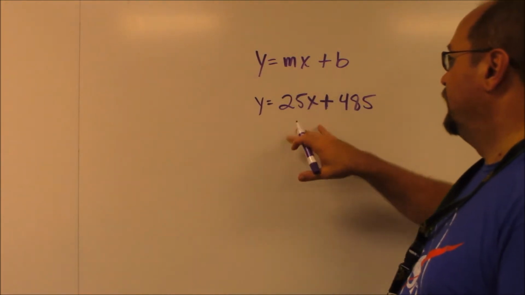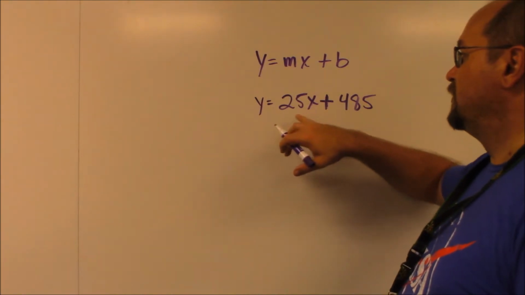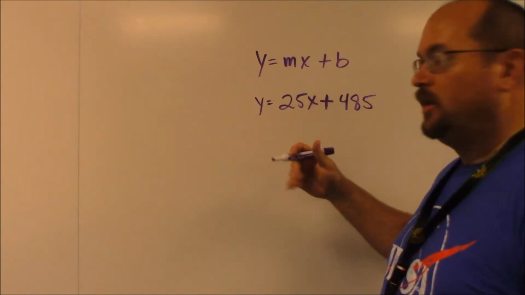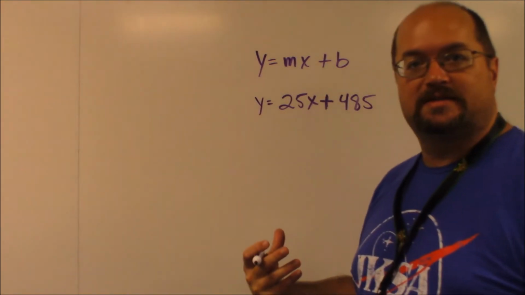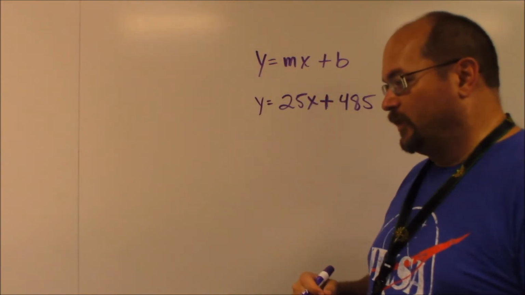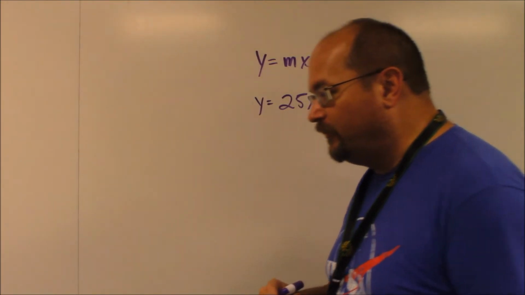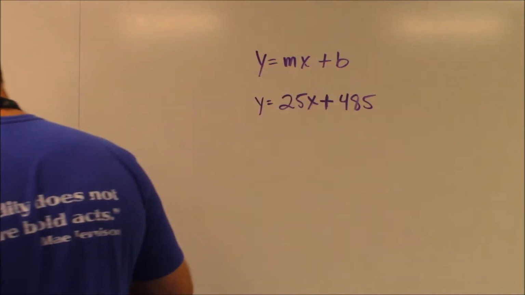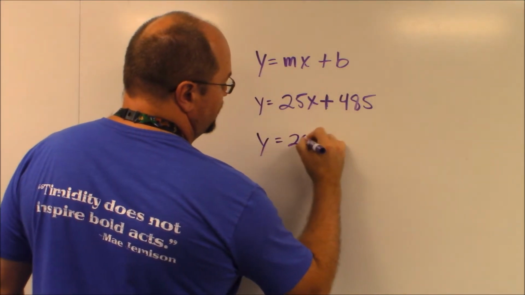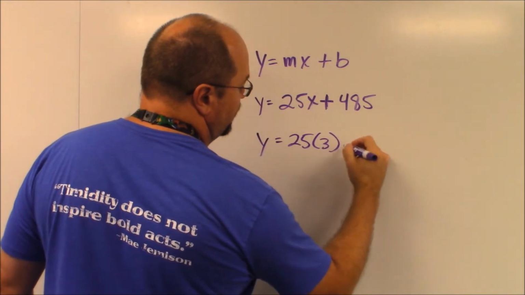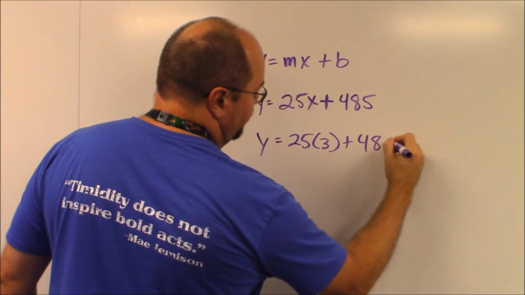All right, so if x is 0, then 25 times 0 is 0, plus 485 gives us 485. So we know right off the bat that when x is 0, y is 485. So we're just left with F and H. And we'll just use 3. So when x is 3, 25 times 3 plus 485.